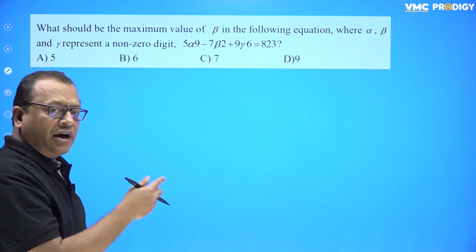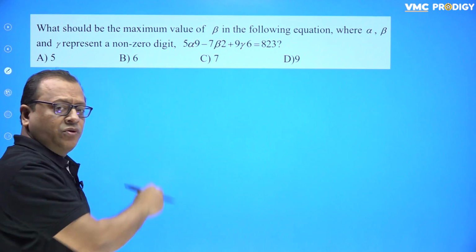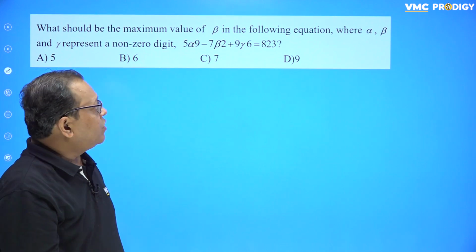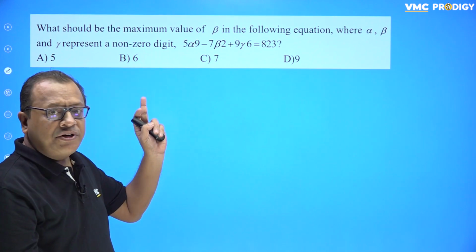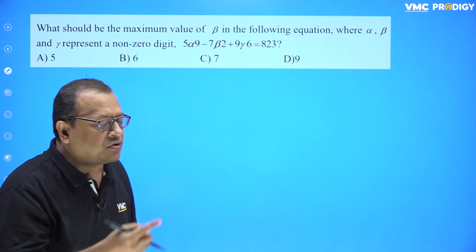Okay, now this is what I was referring to: addition and subtraction of numbers where you don't know the value of the variables. Now you need to find the maximum value of beta. It's not asking what the value of beta is, it is asking what the maximum value of beta is.